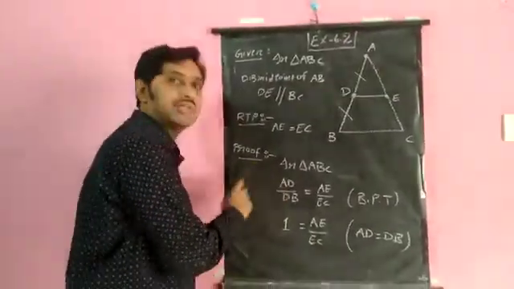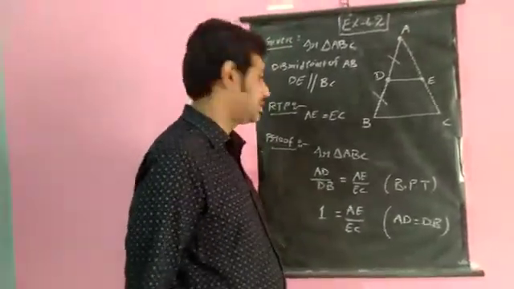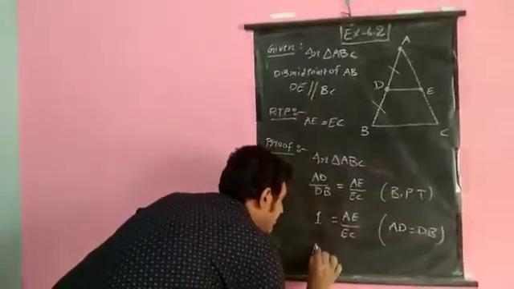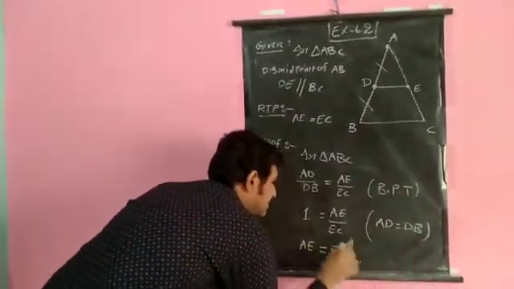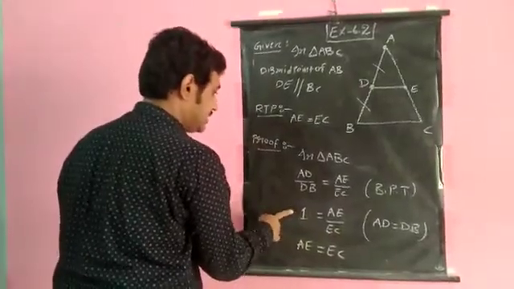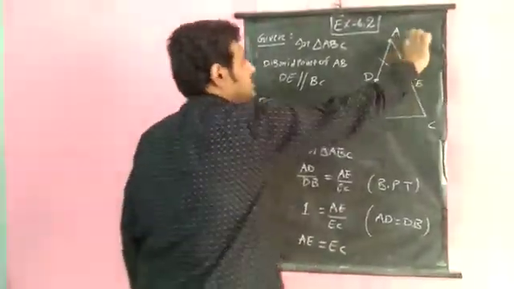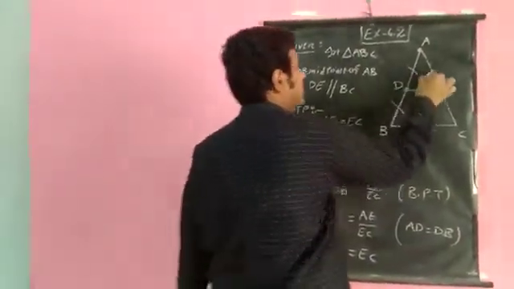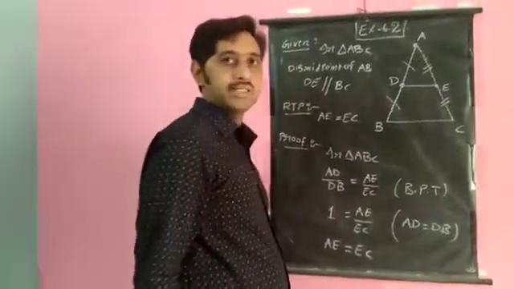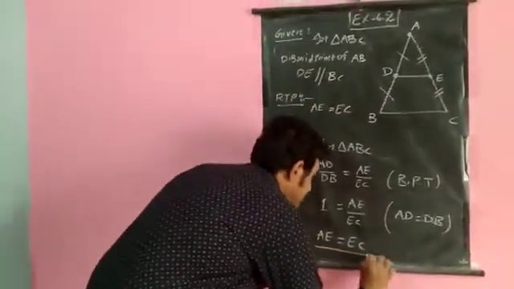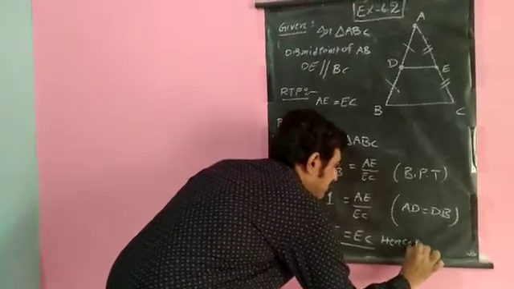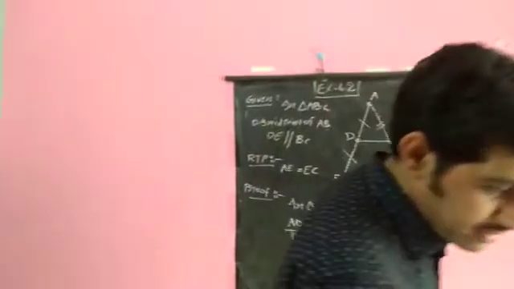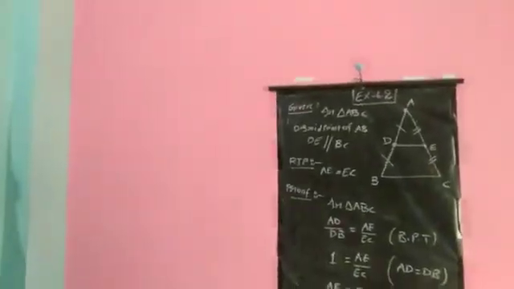Whatever the length of AD, it is always equal to DB. So if I move EC to the other side, that becomes AE equals EC. So AE equals EC. That means DE bisects AC; these two parts are equal, so the third side is bisected at E. This is what we needed, hence proved. There is nothing more in this. You just need to identify the theorem which we have to apply and how it can be applied.